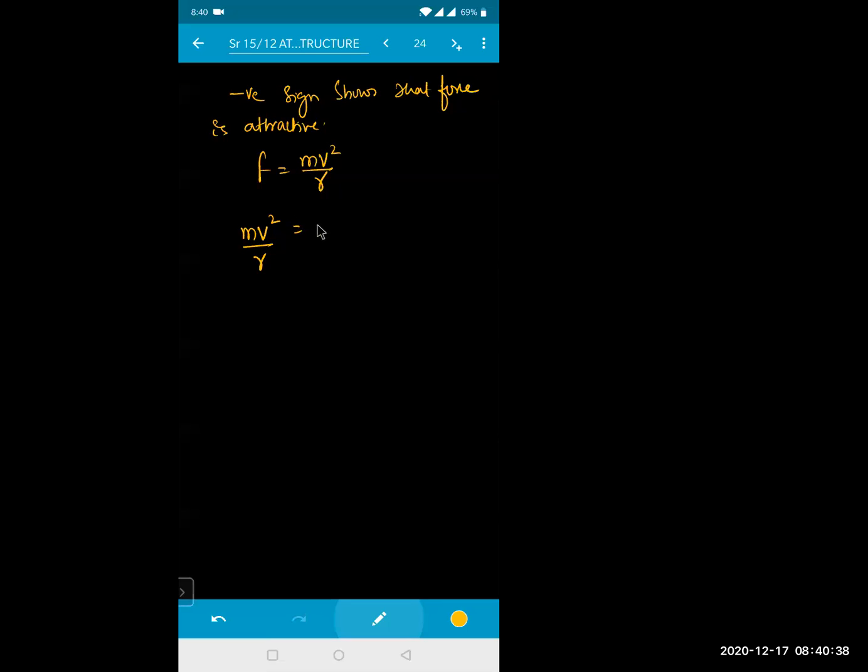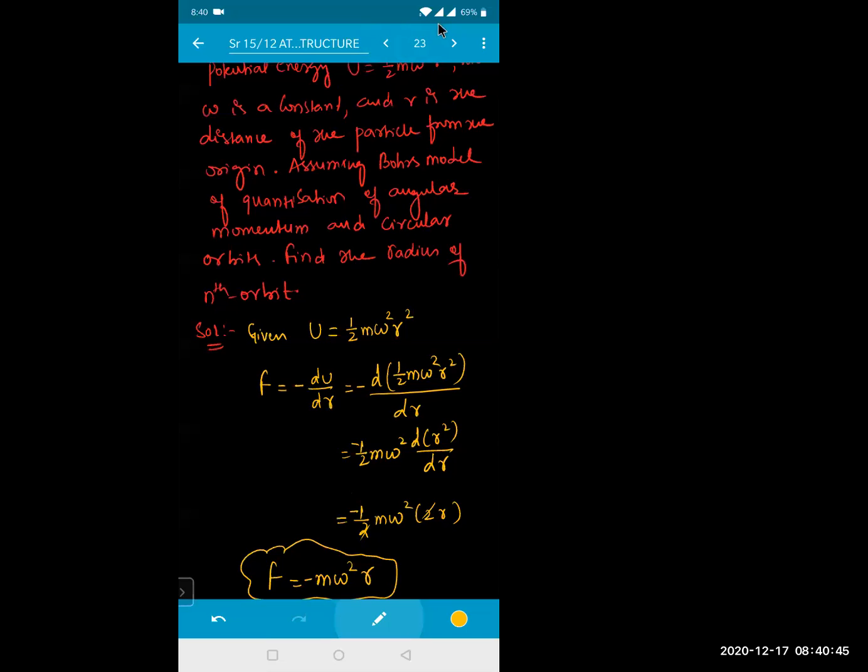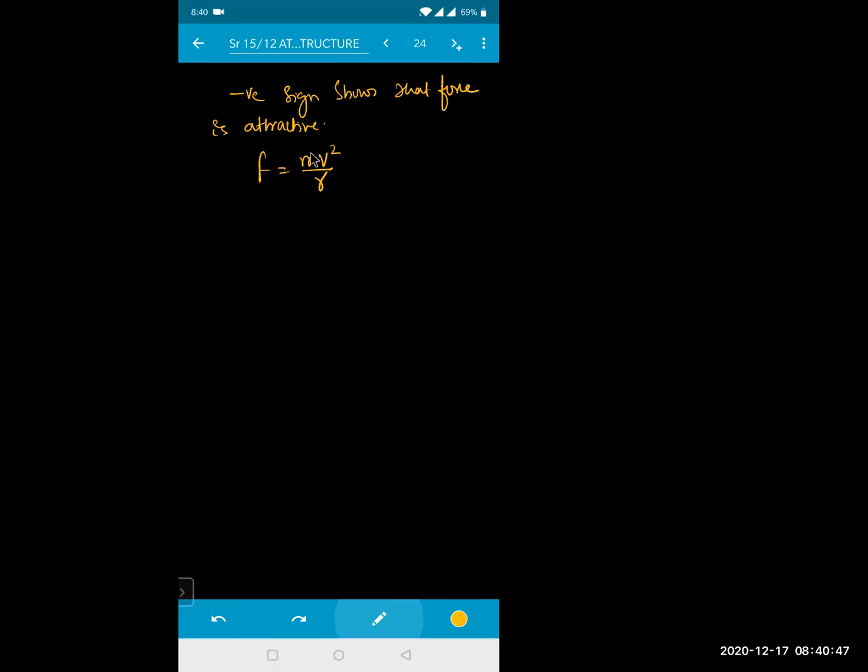Force, how much did we get right now? This force is m omega square r in magnitude. So it is m into omega square into r, that is equal to m into v square divided by r. This m will get cancelled, and this r will go here. So v square is equal to r square omega square. So that means v is equal to r omega.